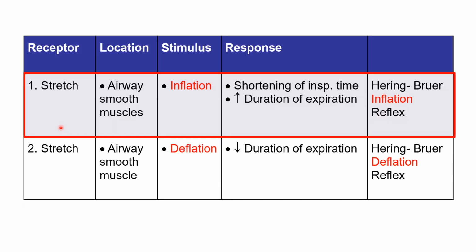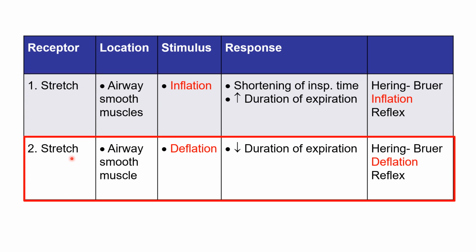Let us now discuss the consequences of receptor stimulation. Stimulation of your stretch receptor located in your airway smooth muscle during inflation will shorten the inspiratory time and increase the duration of expiration. This is known as your Hering-Breuer inflation reflex. It is stimulated by inflation, and the response is to prevent hyperinflation.